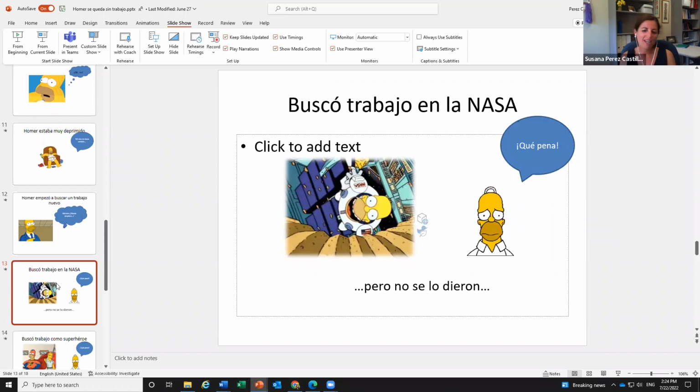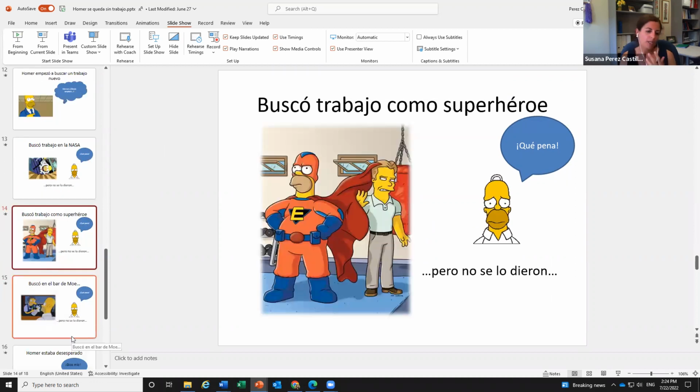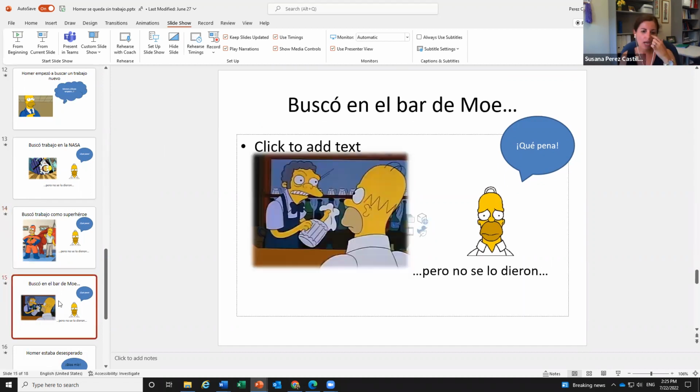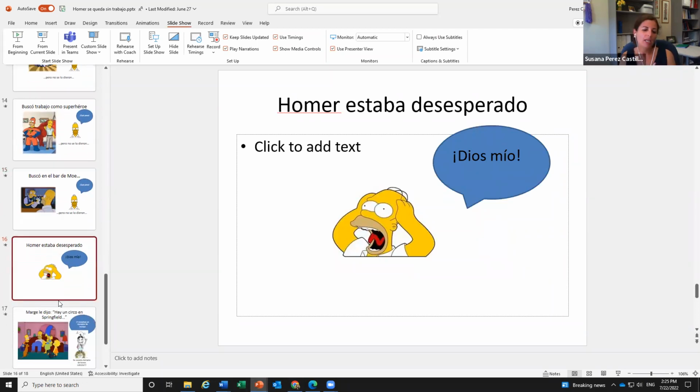He went to NASA, but he did not get the job, and this gets repetitive. So they get this form, which is the past tense. He didn't get it. Then as a superhero, he didn't get it. This is kind of silly because students have not learned the vocabulary for professions, so I wanted something that they could see quickly and understand. He also tried at the bar of his friend, and he didn't get the job, even though they were friends. So he was desperate, oh my God.